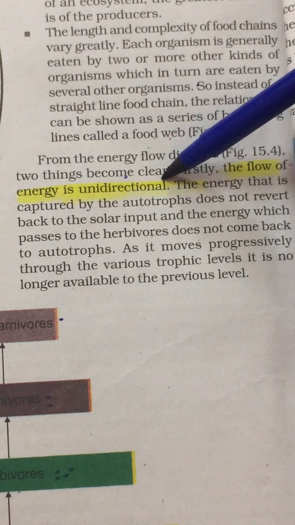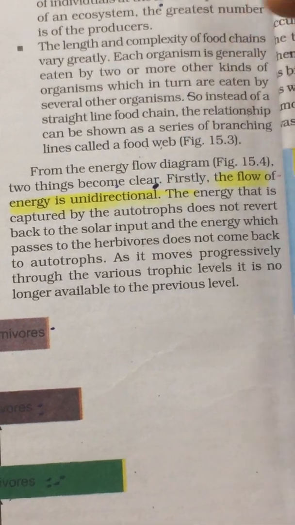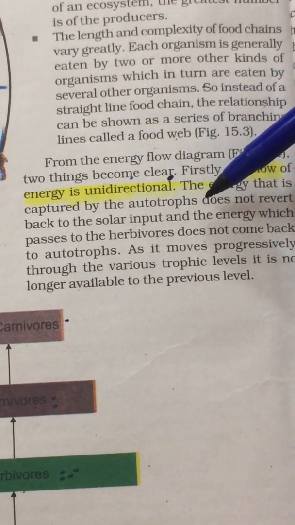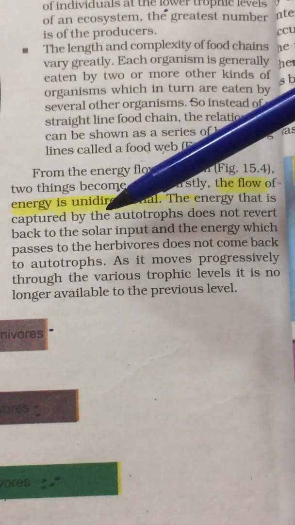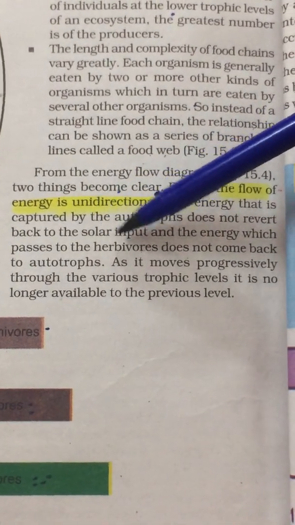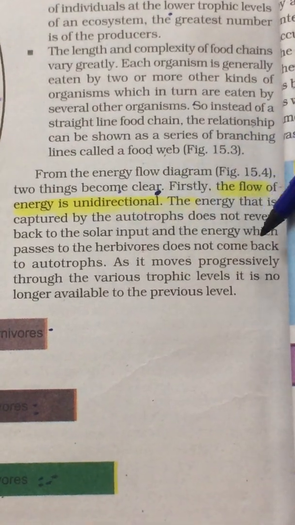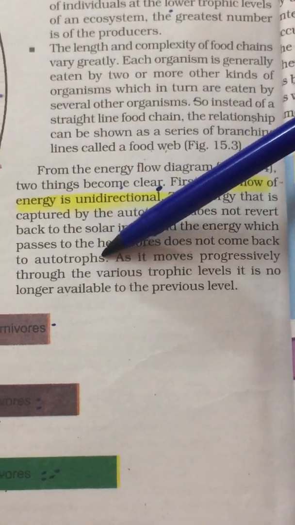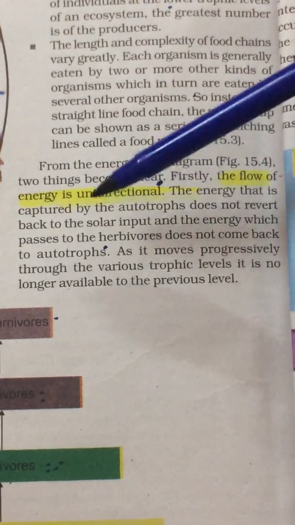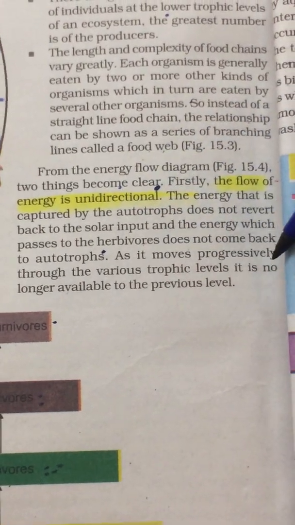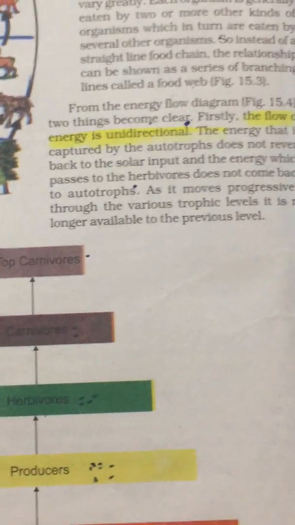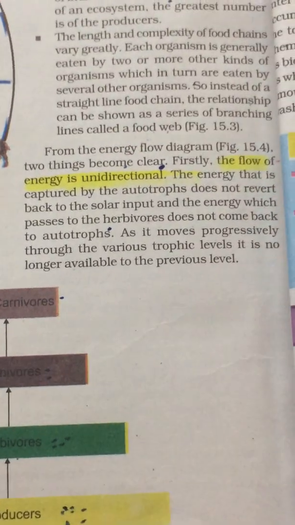Uni means only in one direction. The energy that is captured by the autotrophs does not revert back to the solar input, that is, to the sun, and the energy which passes to the herbivores does not come back to the autotrophs. As it moves progressively through the various trophic levels, it is not available for the previous level. So energy flows in one direction only.